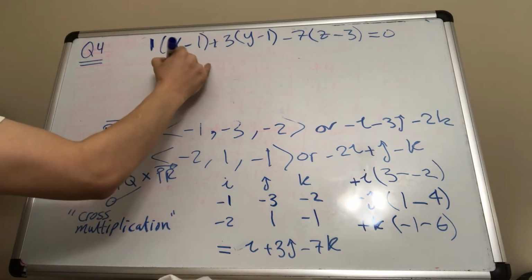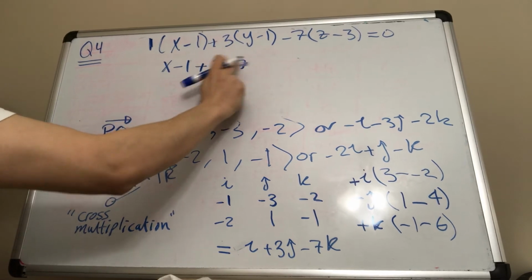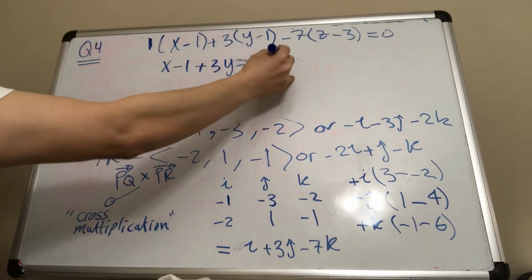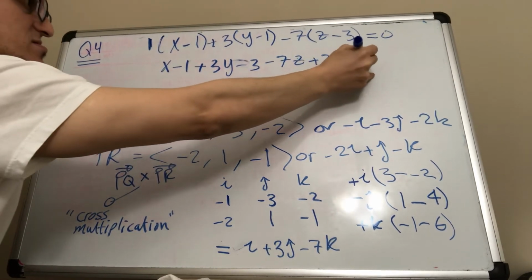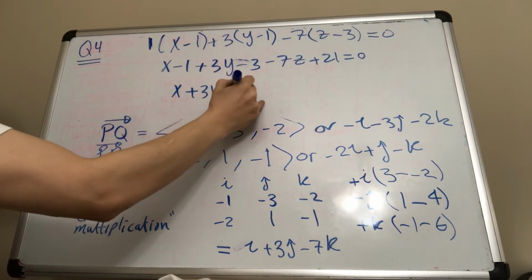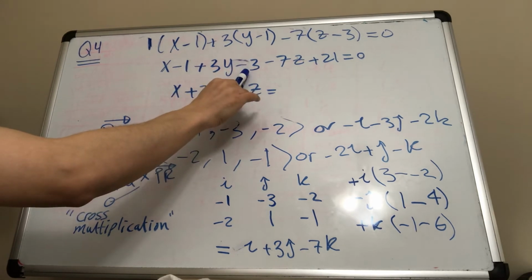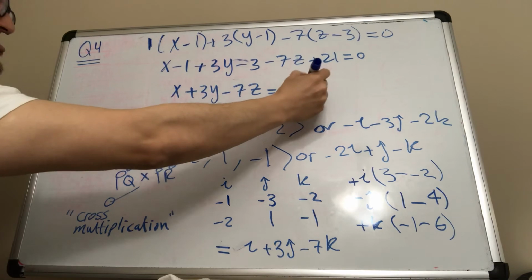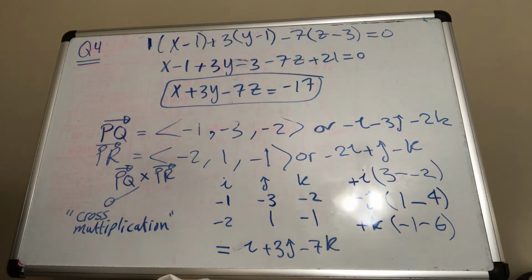1 times this is x minus 1. This is 3y minus 3. Negative 7z plus 21 equals 0. So you have x, 3y, 7z, minus 1 minus 3 is minus 4. And this 21, move it over, negative 21. So this is the plane equation they're asking for.